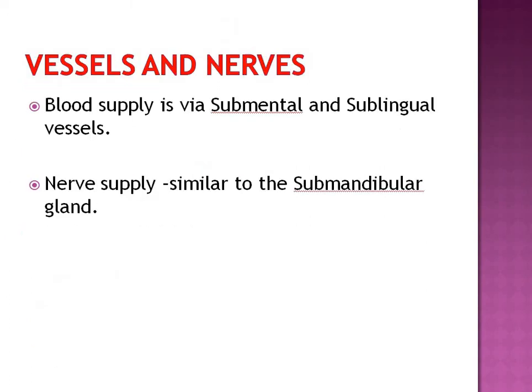Now, vessels and nerves. The blood supply is via the submental and the sublingual vessels, same as the submandibular gland, whereas the nerve supply is similar to the submandibular gland.